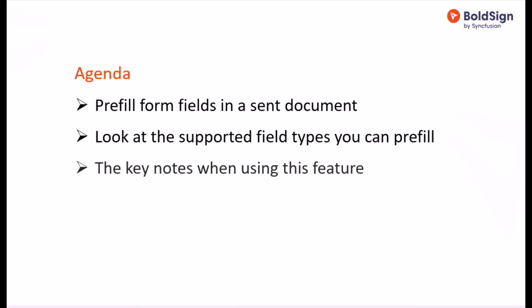Prefill form fields allows you to assign values to the form fields in the document before or after sending it to the signers. You can prefill the form fields with the data collected from the signer or from any other source. Supported fields include text boxes, checkboxes, radio buttons, editable date fields, drop-downs, and image fields. In this scenario, I'll show you how to prefill form fields after sending the document for signature.